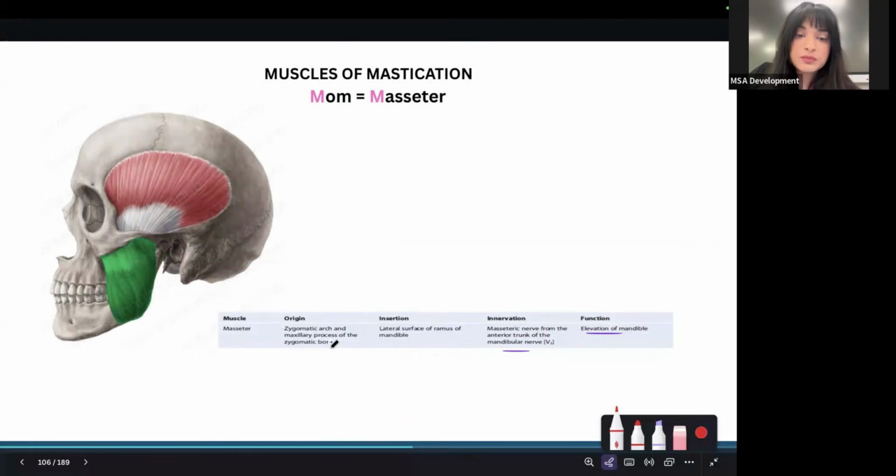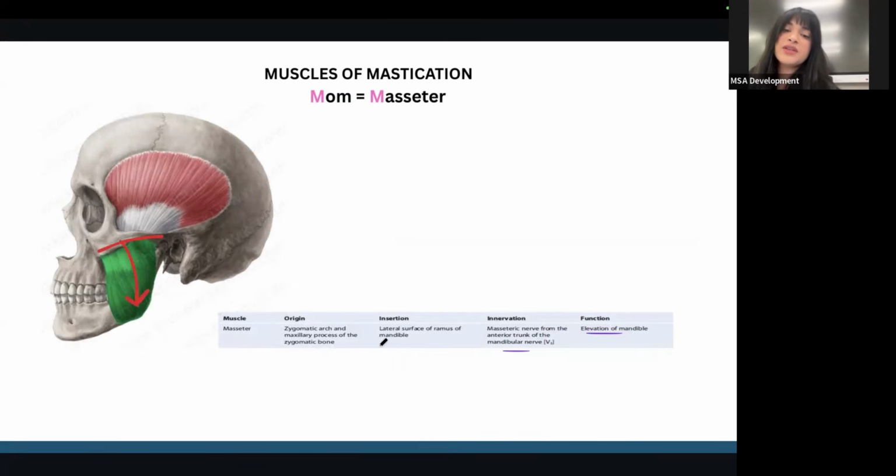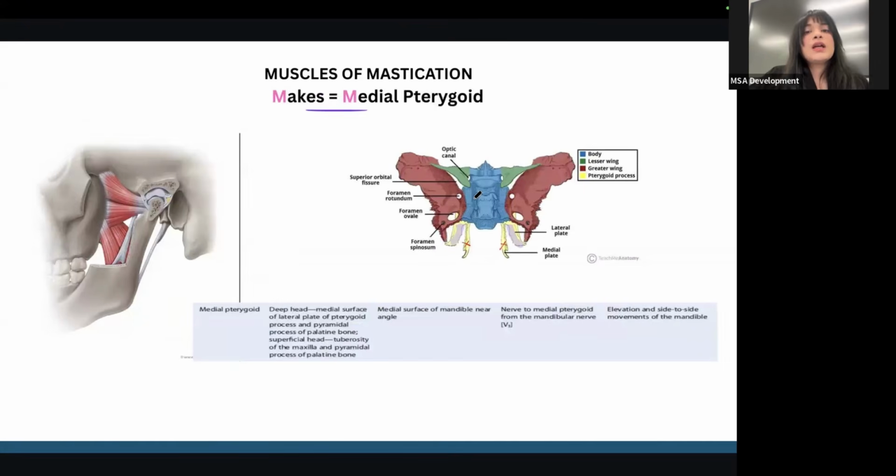So the masseter originates at the zygomatic arch. So you can see here, this is a zygomatic arch. It originates here. It goes down and then it inserts into the lateral surface of the ramus of the mandible. Okay, so somewhere like here. So the innervation is the masseteric nerve from the anterior trunk of the mandibular nerve. That's V3. Function is elevation of the mandible.